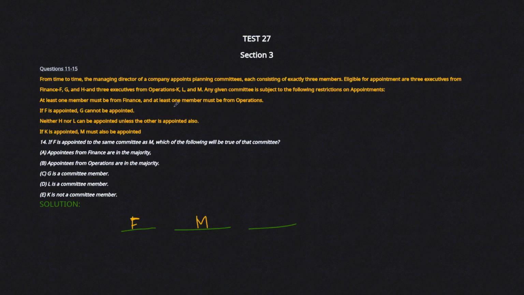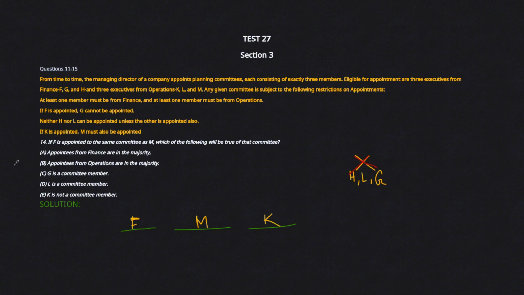What else can we not have here? Let's see. We also cannot have L or H because if we have either of these two, we need the other one as well. So L or H cannot be present here. So L, H, and G are not possible. Let me just use a different color. So these ones are not possible, and so we are left with K. That's pretty much it. So this has to be K.